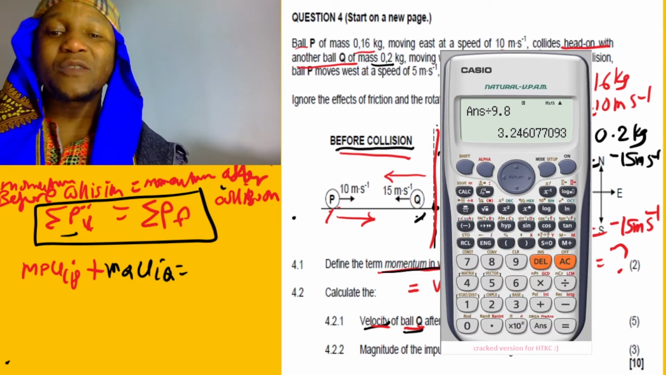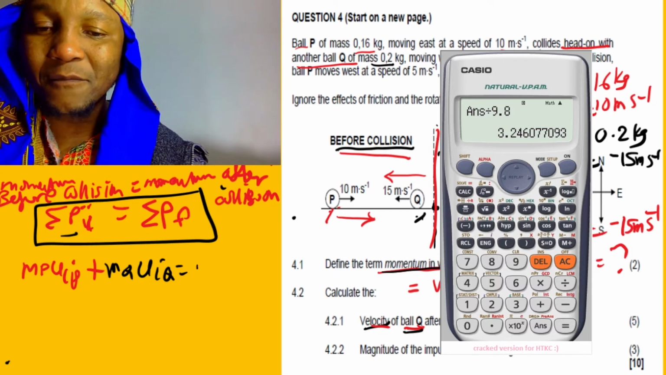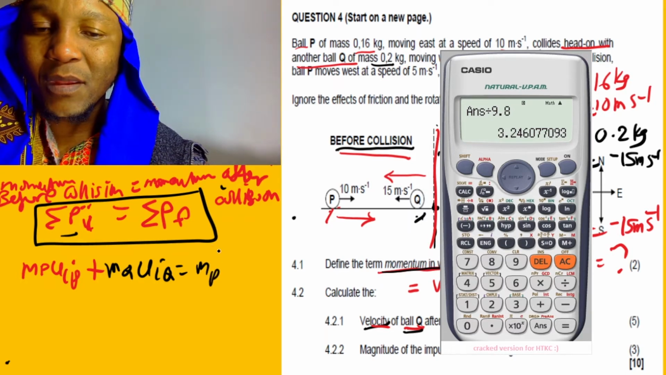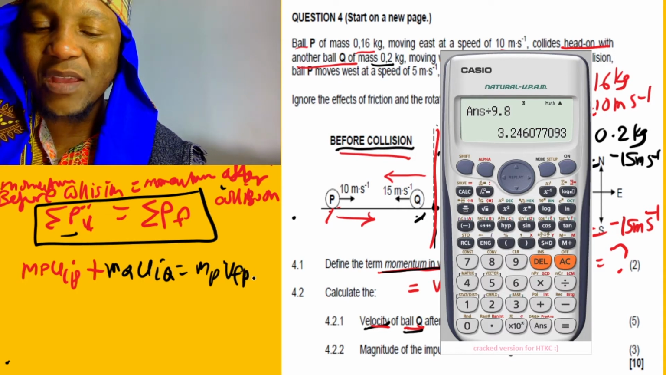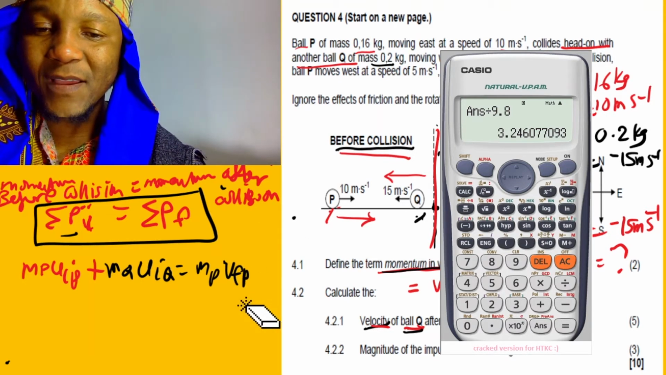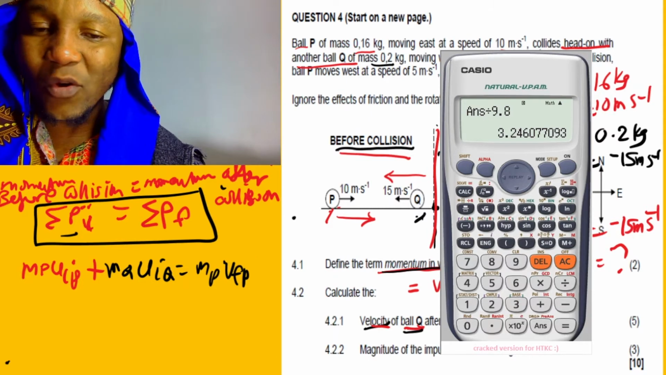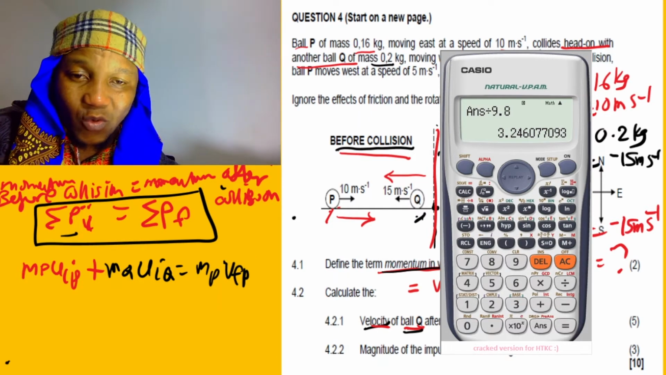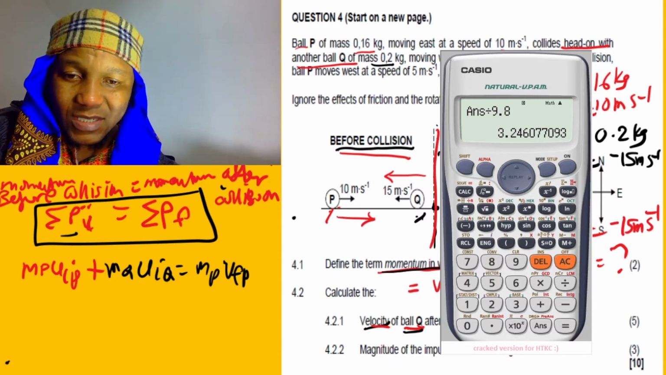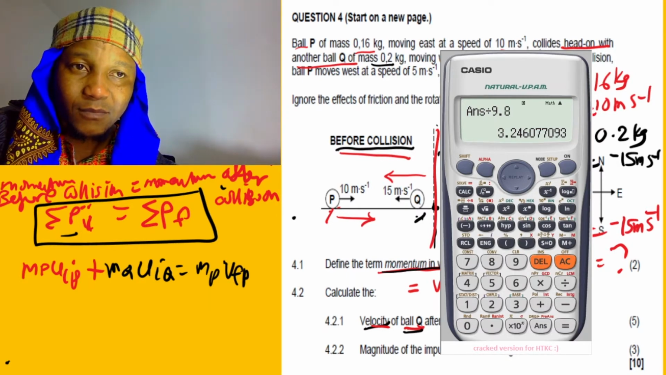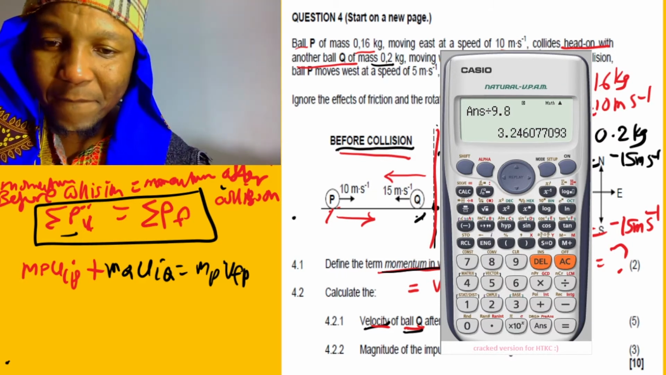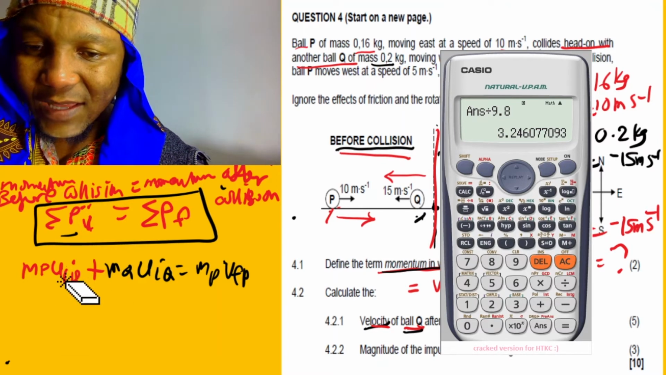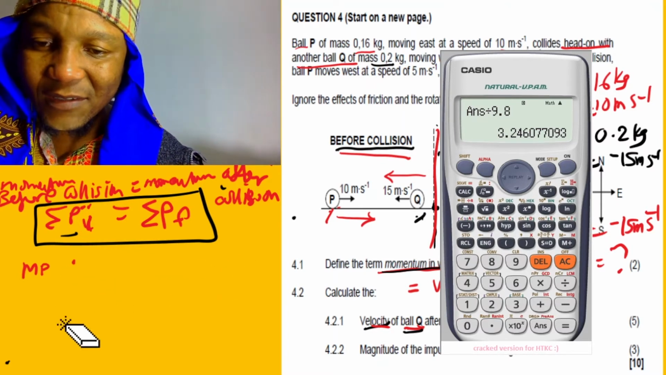After collision means you reverse what we did here. Say mass of P times velocity final of P plus mass of Q times velocity final of Q. You can say velocity P final or final P, either is acceptable. I think it's good to say it like this.